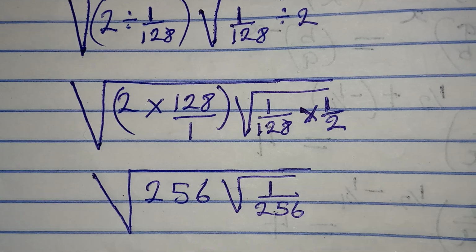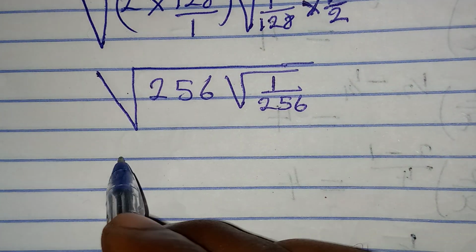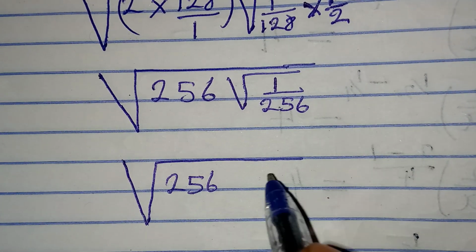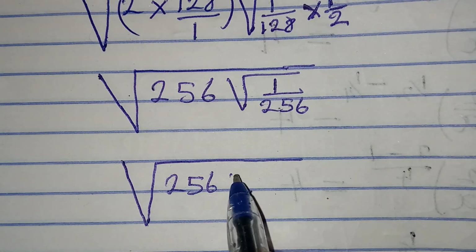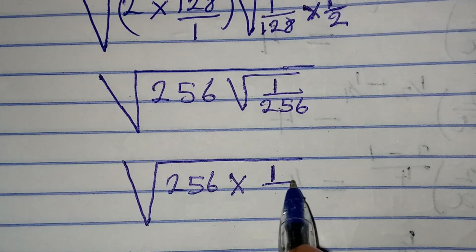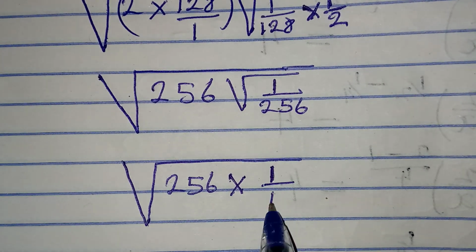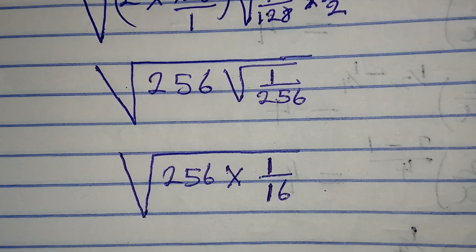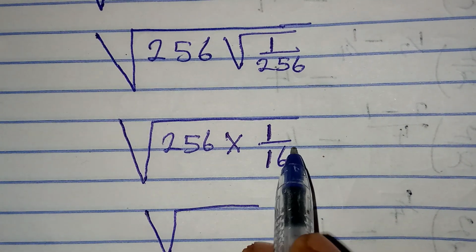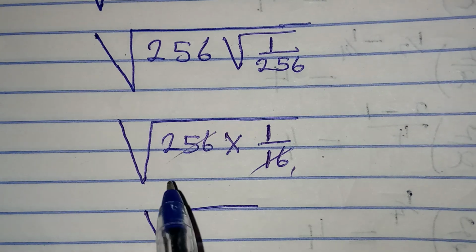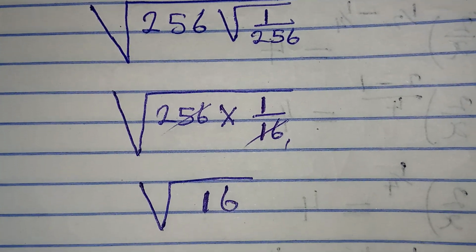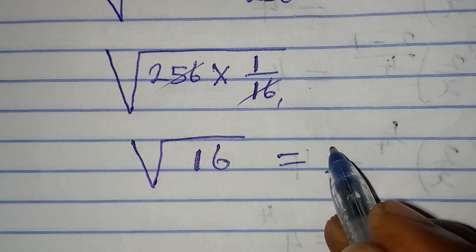Now we continue with this. We are trying to get 4. Let's see if we are going to get 4 at the end of the day. So we have the square root of 256, then in the other we are going to multiply this by the square root of 1, which is 1, and then the square root of 256 is 16. Now we will multiply this. 16 times 1 is 16, and 16 times 16 is 256. So we have the square root of 256, and the square root of 256 is equal to 16.